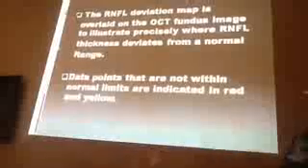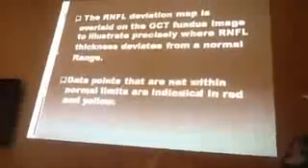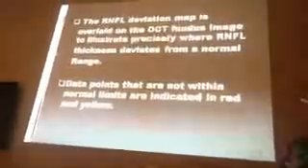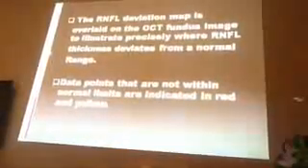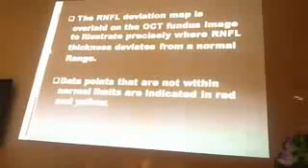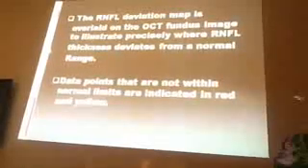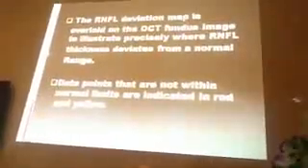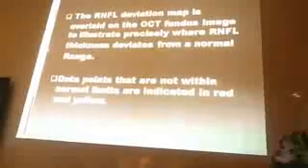The retinal nerve fiber layer deviation map is overlaid on the OCT fundus image. The machine does that to illustrate precisely whether the retinal nerve fiber layer thickness deviates from a normal range. Data points that are not within normal limits are indicated in red and yellow. So please note, in the retinal nerve fiber layer thickness map, red and yellow are good. In the retinal nerve fiber layer deviation map, red is not good. Red is damaged, or red is thinner.